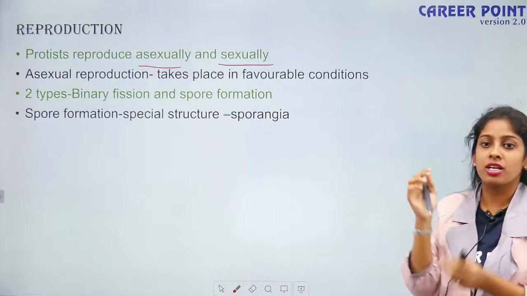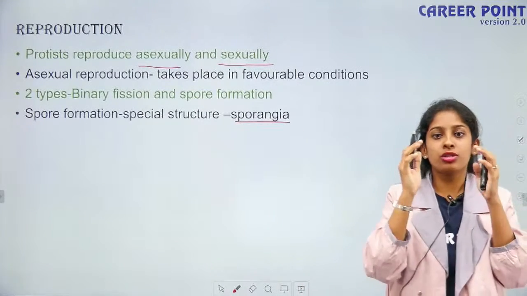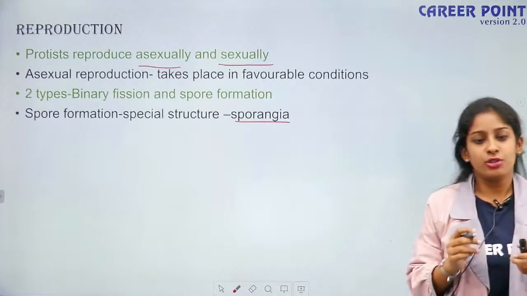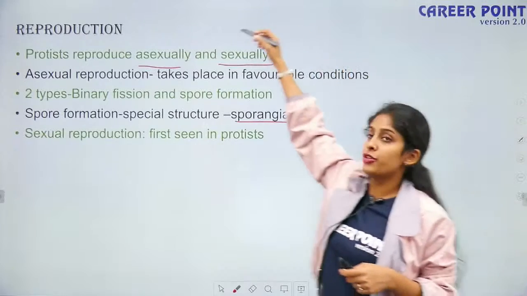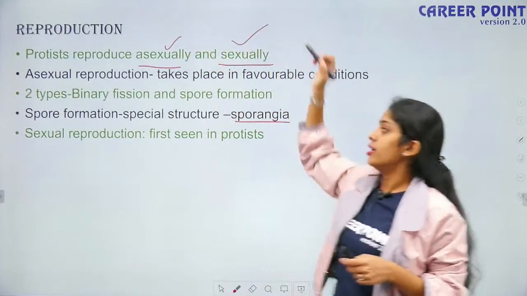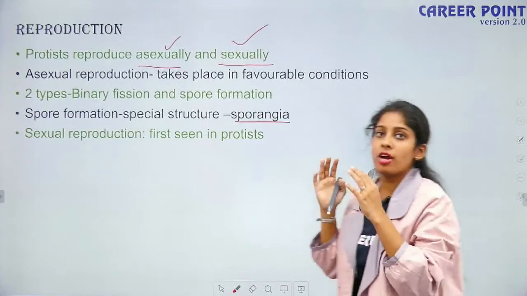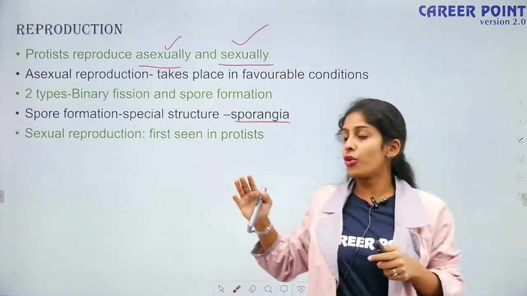So spore formation occurs in specialized structures, and that is called sporangia, right? So spores are produced in specialized structures called sporangia. So good evening. So sexual reproduction, I told you they reproduce both asexually and sexually. Talking about sexual reproduction, it was first observed in your kingdom Protista. So that is more unique here.